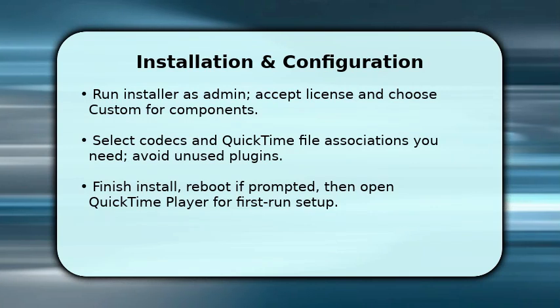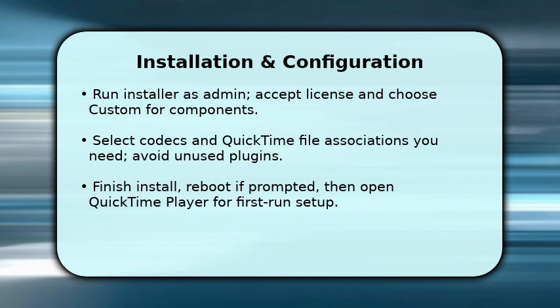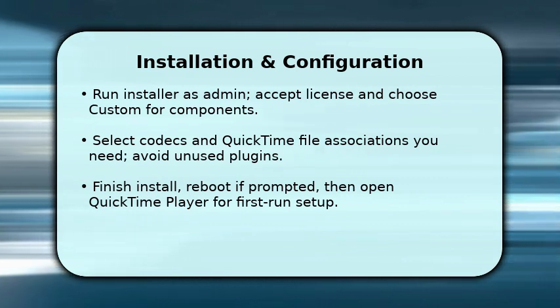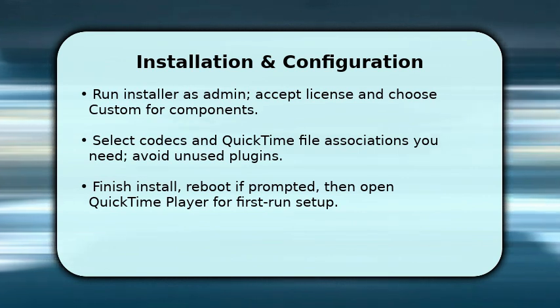You will now install and configure QuickTime so it behaves as you expect. Run the installer, accept the license, and pick Custom to control which codecs and file associations are added. This reduces conflicts with other players. Make sure to deselect unnecessary browser plugins and services that could create security risk. Once the installer finishes, reboot if prompted. Then launch QuickTime Player to confirm playback works and adjust preferences like default file types and video output.